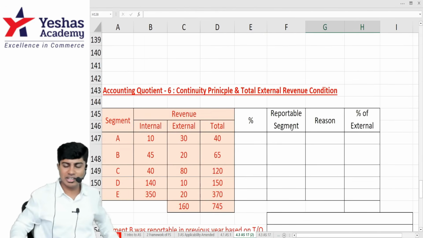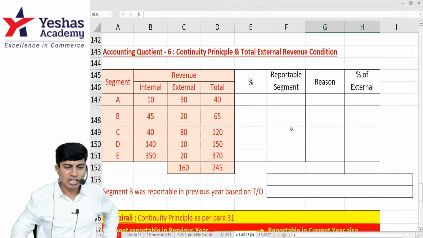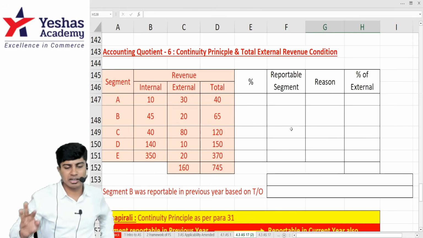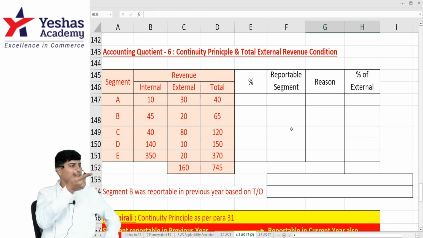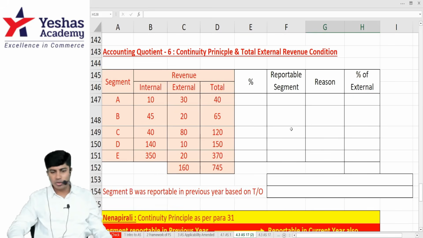The next one is going to be another interesting condition. Interesting question. So here we have again internal, external percentage. Based on this, instantly you can identify. Am I right? Come on, sixth one. Let's do what we know.